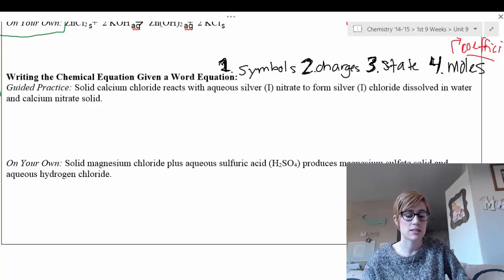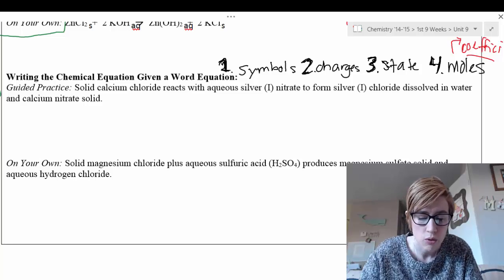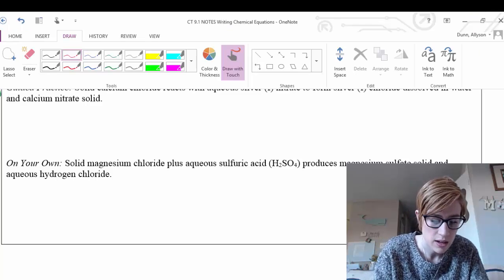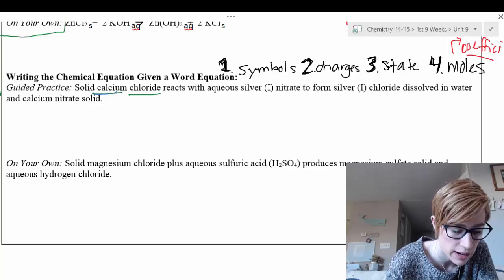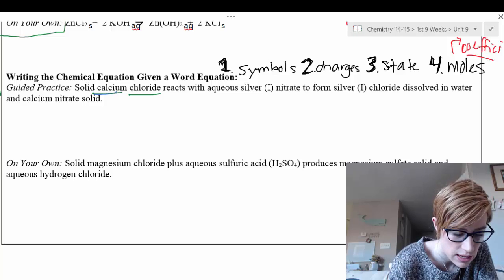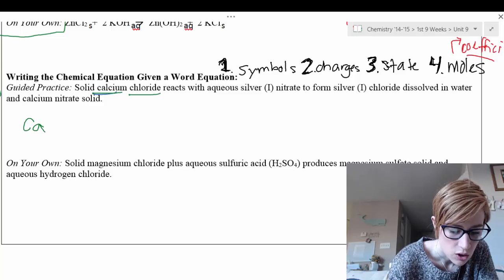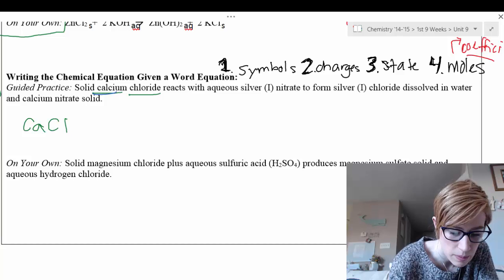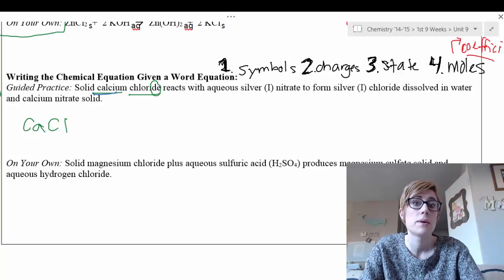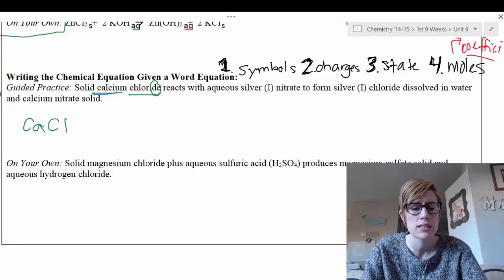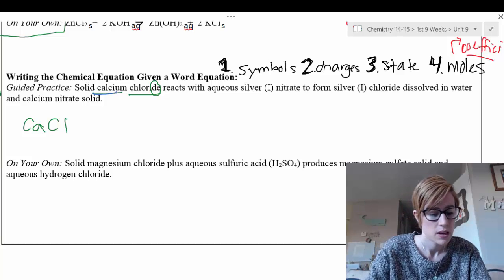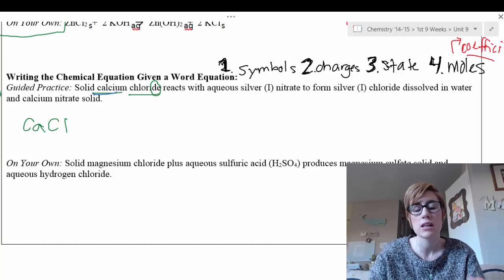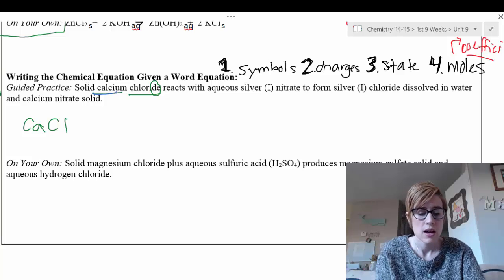We write the symbols for each. Calcium chloride is my first reactant, so I write it out. Calcium is Ca. Chloride is Cl. Remember, if it ends in -ide, it's an element on the periodic table. The only exception is hydroxide. Hydroxide, even though it ends in -ide, is a polyatomic. Okay, so I've just written the symbols. I'm not going to even out the charges or do anything.